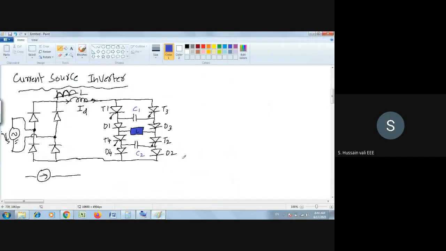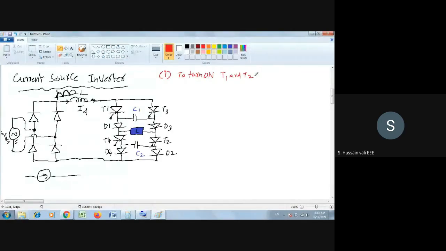Now you see, we will start like this. The first step I will take is to turn on, not T3, to turn on T1 and T2. That's what I am going to do now. I am going to turn on T1, T2. We will discuss the steady state case. Always remember, we will discuss the steady state case.